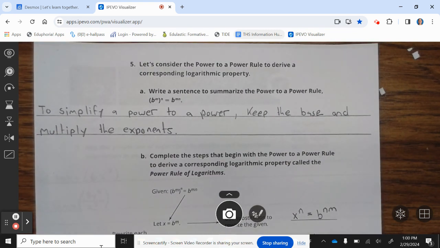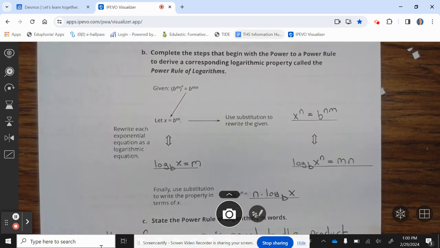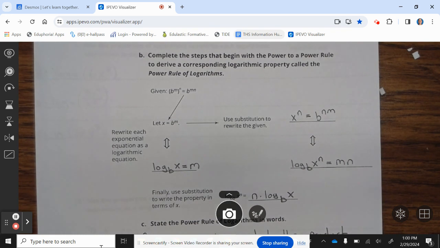5. Let's consider the power to a power rule to derive a corresponding logarithmic property. A. Write a sentence to summarize the power to a power rule. b to the m to the n equals b to the m times n. To simplify a power to a power, keep the base and multiply the exponents. B. Complete the steps that begin with the power to a power rule to derive a corresponding logarithm property called the power rule of logarithms.